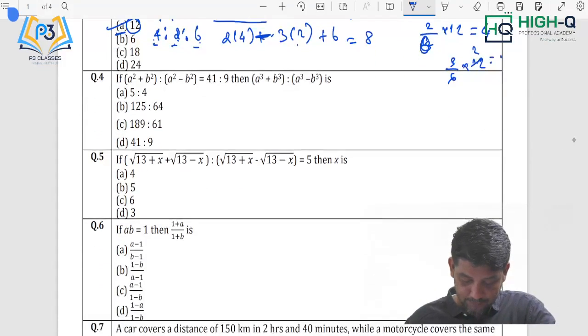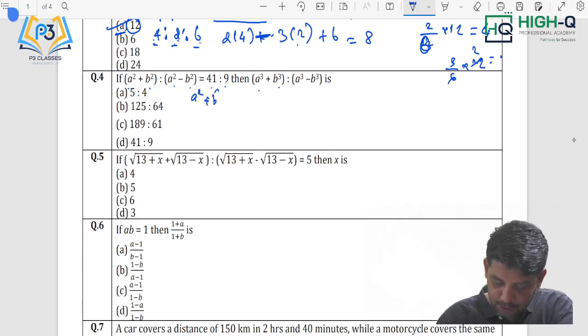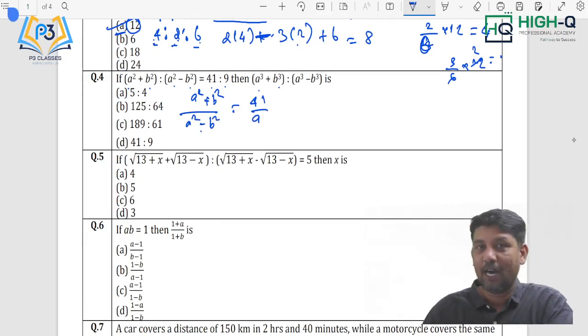Next one. A square plus B square is to A square minus B square equal to 41 is to 9. Then find A cube plus B cube is to A cube minus B cube. Very simple procedure you follow. A square plus B square by A square minus B square is equal to 41 by 9. Apply componendo dividendo because here plus minus is there. I told you in the previous sum.